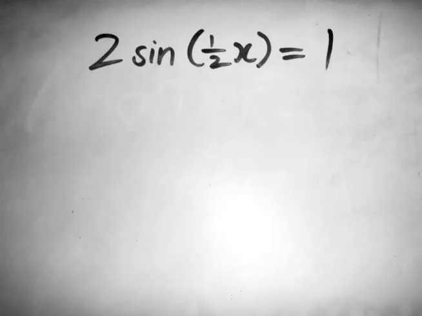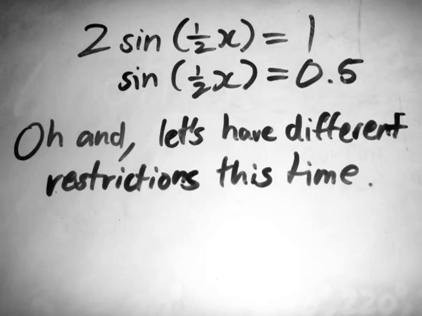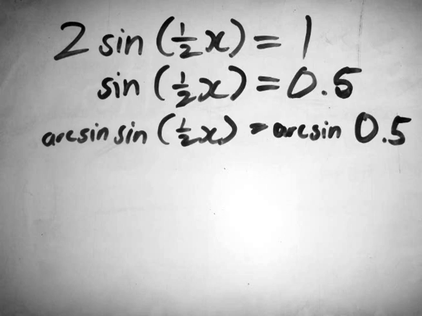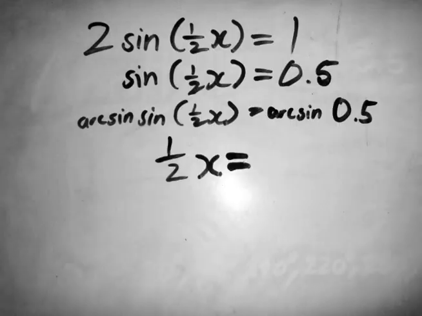Another example. Yay! So we have 2 sine of a half x equals 1. This means that sine of a half x equals 0.5. Oh, and let's have different restrictions this time. x has to be from pi to 3 pi. So then we arcsine both sides, or sine to the negative 1, or inverse sine, or whatever. So then we get half x equals arcsine 0.5, so this equals pi over 6.